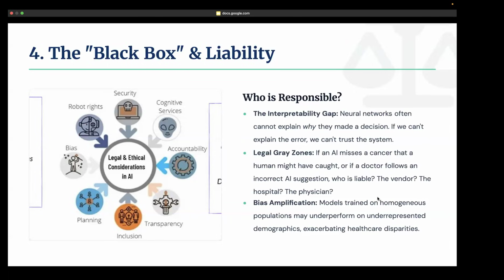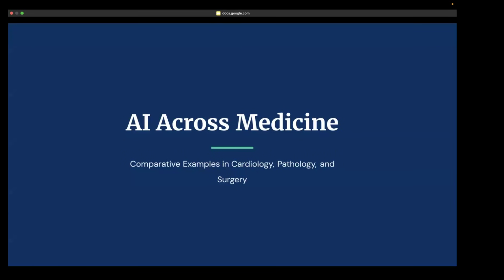And then bias amplification. Models trained on homogeneous populations, which means primarily, let's say, a white community, might underperform on underrepresented demographics. So if you train models in a community in Arkansas, and then you try to deploy it in New York, it probably will not work properly because there are a lot of demographical differences, and that's going to cause some disparities in reports.